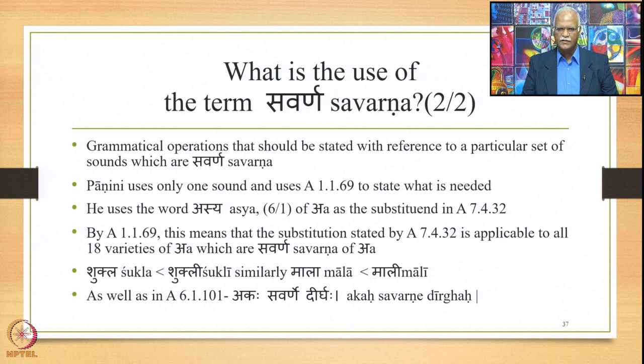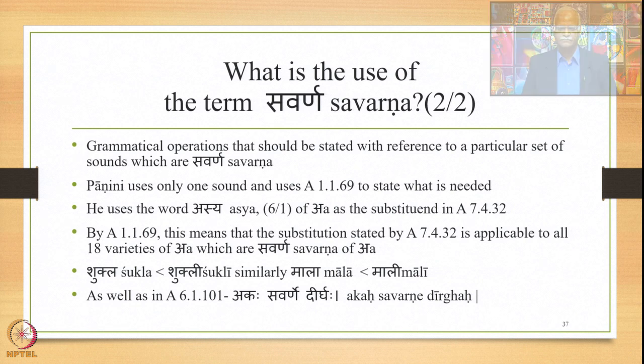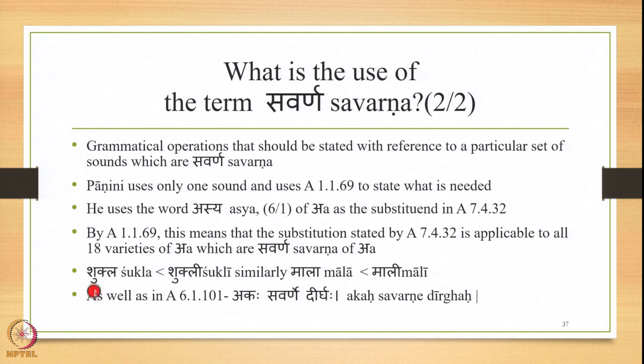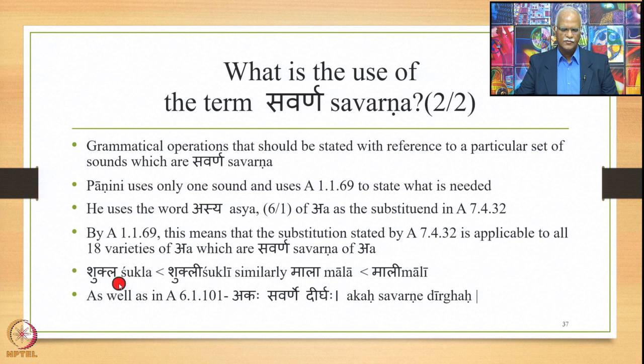Now, the grammatical operations that should be stated with reference to a particular set of sounds which are savarṇa, Panini uses only one sound and uses 1-1-69 to state what is needed. He uses the word, for example, asya, which has got the 6th case in it, 6-1 of a, as the substituend in 7-4-32, asya cvau. Now, even though the word asya is used, by 1-1-69 this asya means that the substitution stated by 7-4-32 is applicable to all 18 varieties of a, which are savarṇa of a. Now, because of 7-4-32, a in śukla, this a at the end, is substituted by ī. Śukla becomes śuklī as an output.